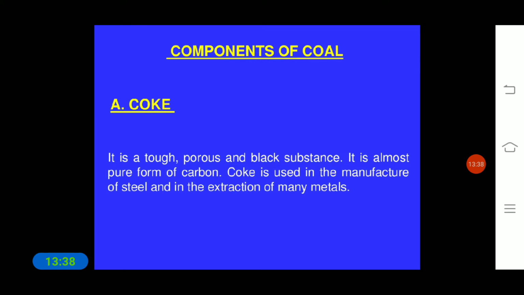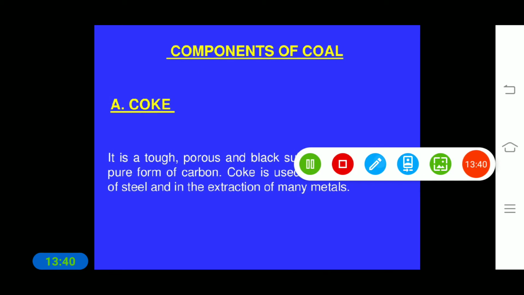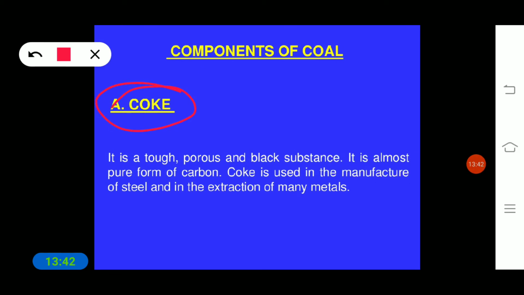Coke is the purest form of coal. If the question comes, what is the purest form of coal, then coke is the purest form of coal. That is carbon. We can say it is the purest form of carbon. In this coke, we get pure carbon.